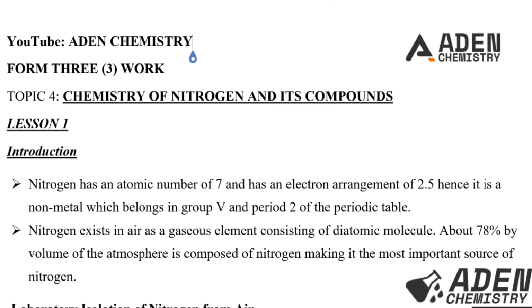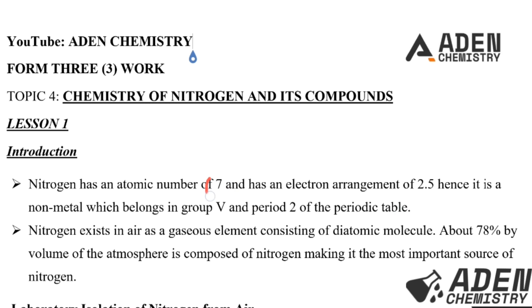Introduction. We say nitrogen has an atomic number of 7 and has an electronic configuration of 2, 5. Hence, it is a nonmetal which belongs in group 5 and period 2 of the periodic table. Remember in form 2, we have seen nitrogen in the first 20 elements of the periodic table. It was number 7. That means it was having an atomic number of 7.